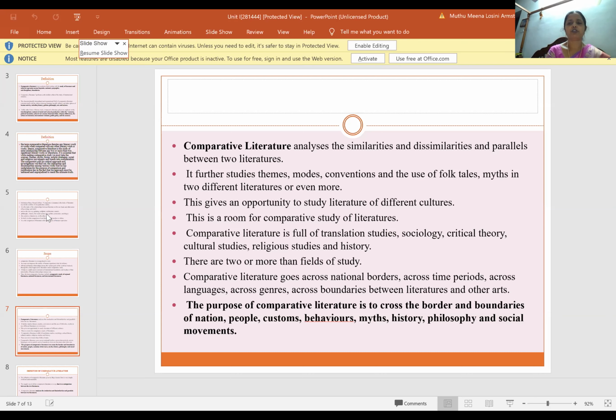So, what is the purpose of comparative literature? The purpose of comparative literature is to cross the borders and boundaries of nation, people, customs, behaviors, cultures, myths, history, philosophy, and social movements.